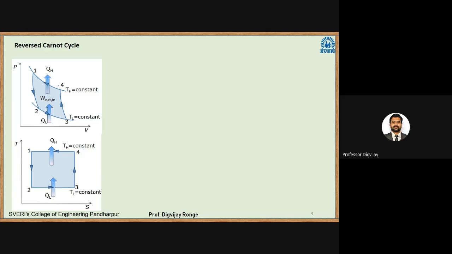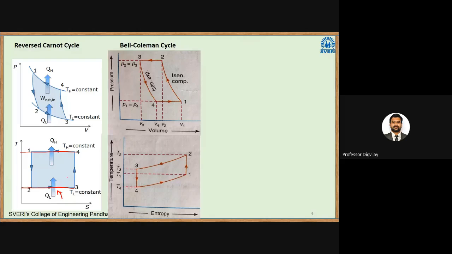So what you see here first is a PV diagram, in which these four are reversible processes. Here 4 to 1 is constant temperature heat rejection. Then 1 to 2 is expansion, 2 to 3 is constant temperature heat addition, and 3 to 4 is compression. Now what I will do is replace these constant temperature processes, here 4 to 1 and 2 to 3, by constant pressure processes. So what we get is the Bell-Coleman cycle.